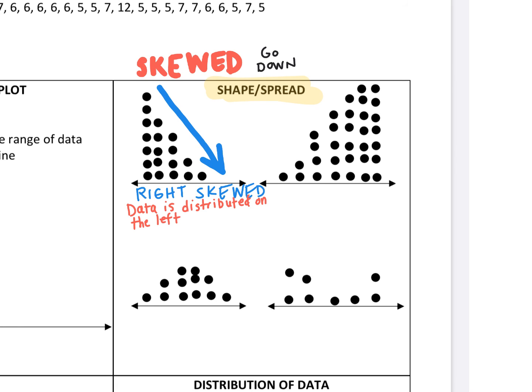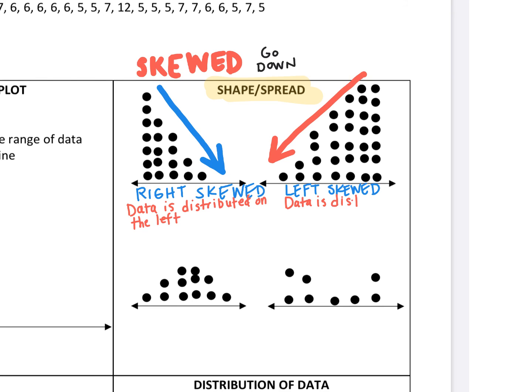All right, let's go talk about our second one, which I'm pretty sure you'll understand right now. This one is going down on the left-hand side. Therefore, the name of this graph is left skewed. So because it's going down on the left, we're going to say it's left skewed, which means there's less on the left-hand side, okay? Most of the data is distributed on the right.